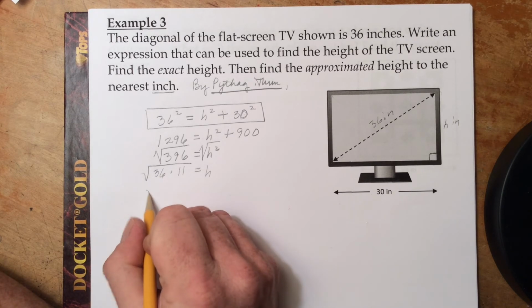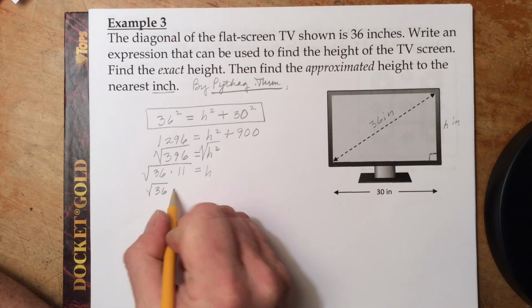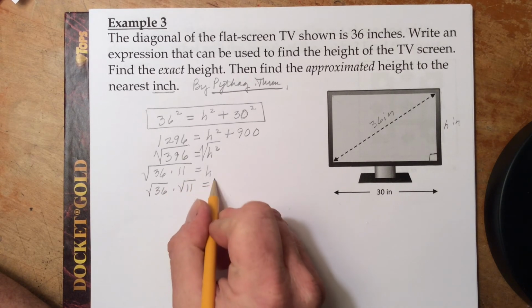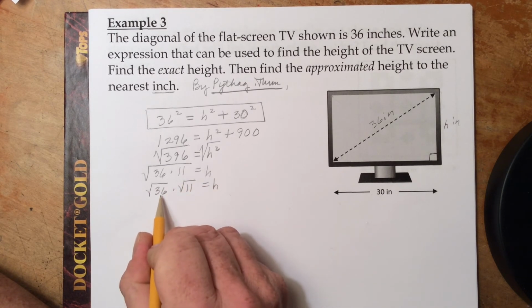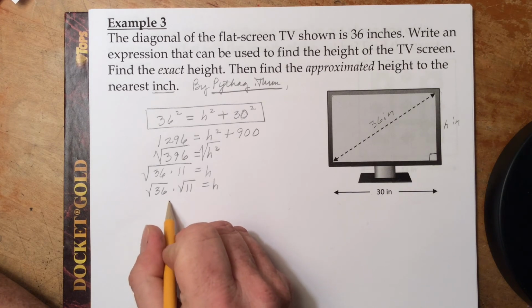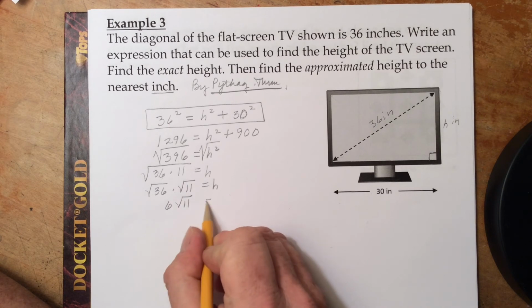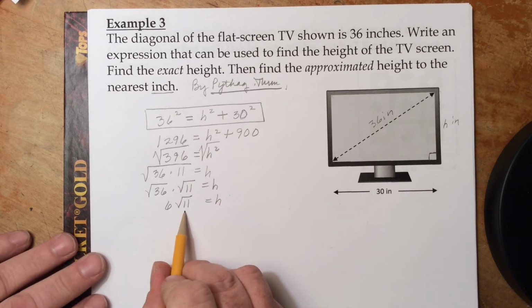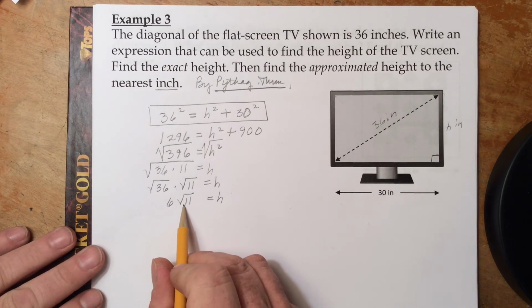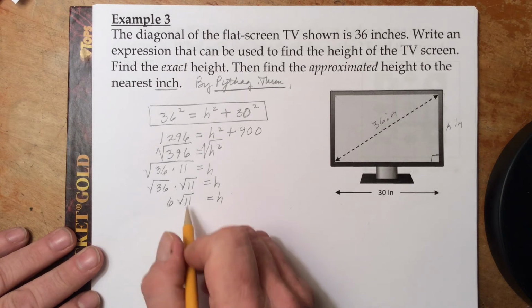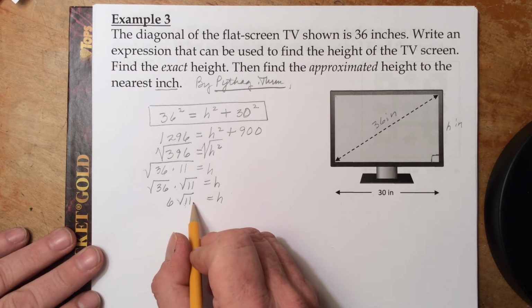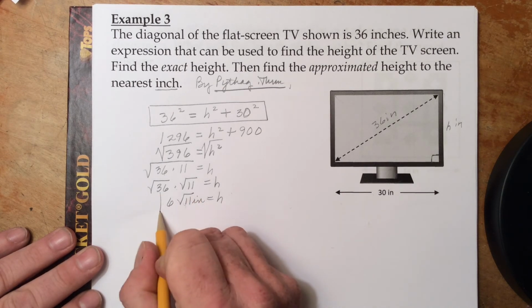Once we've done that, we split these up. We have the square root of 36 times the square root of 11 equals h. The square root of 36, 36 being a perfect square, is 6 times the square root of 11 equals h. 11 is not a perfect square, and 11 doesn't have any perfect square factors, so the square root of 11 must remain this way. So we found the exact height. It's 6 times the square root of 11 inches.